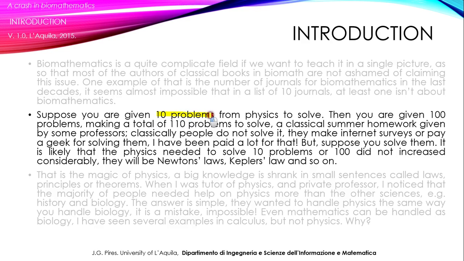So if you solve 10 problems in physics and then you solve one hundred more, in the end you have 110 problems that you have solved. Suppose you solved them in the right way, you could ask yourself how it was possible that from 10 I shifted to 110. The only thing that will change, I hope, is the amount of work you have to do, the handwork, because the concept, the brain work, didn't change. In most of them you have to apply the laws of Newton, the laws of Kepler, and so on. That's the brilliant thing about physics: we change the number of problems, but you don't change the knowledge. The knowledge is the same.